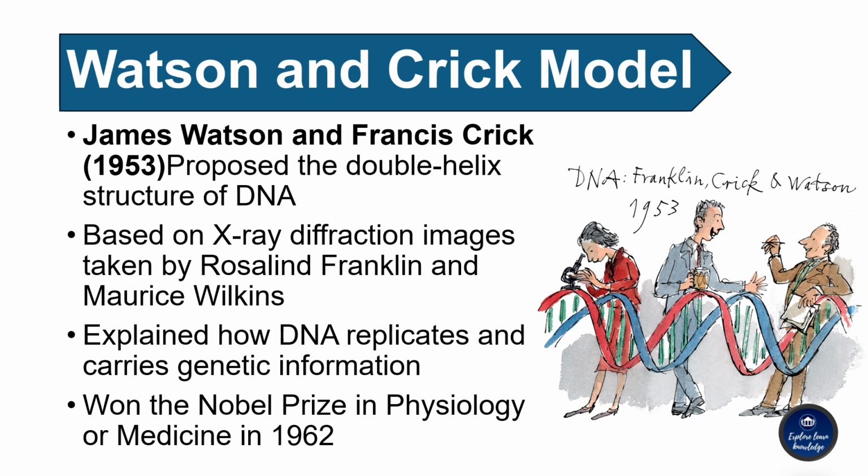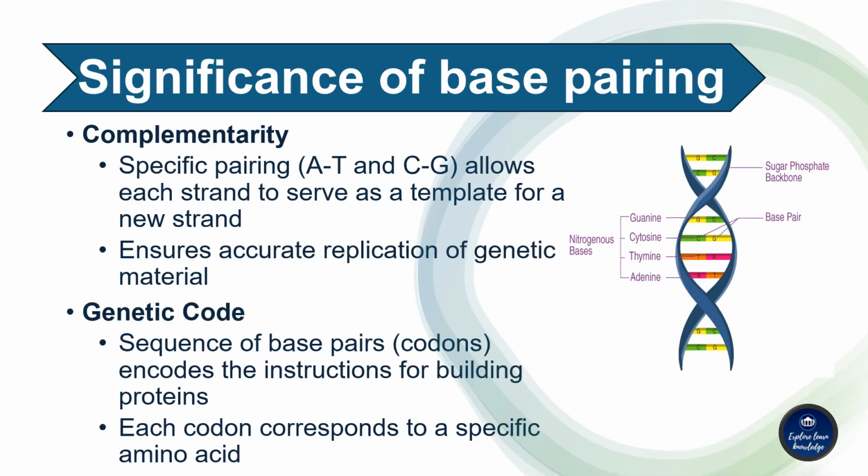So, in 1953, James Watson and Francis Crick proposed the double helix structure of DNA. Their model was based on X-ray diffraction images taken by Rosalind Franklin and Maurice Wilkins. This groundbreaking discovery explained how DNA replicates and carries genetic information. Watson and Crick, along with Wilkins, were awarded the Nobel Prize in Physiology or Medicine in 1962.